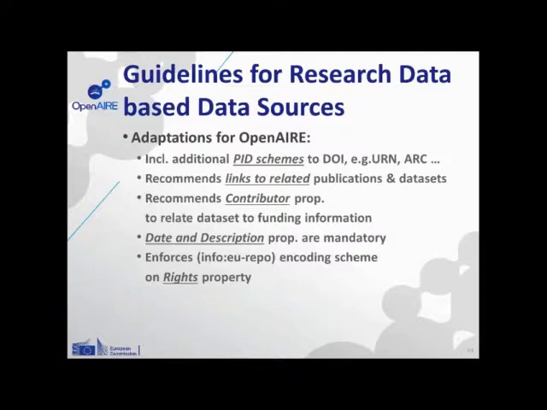However, some adaptations for OpenAIRE were necessary, and they were also agreed with the metadata group of DataCite. So we are allowed to include additional persistent identifier schemes in addition to DOI, for instance, for URN, IRC, and other kinds of PIDs. We strongly recommend links to related publications and datasets. We recommend, whenever applicable, to provide a value in the contributor property about funding information. Compared to the standard DataCite metadata, data and description are mandatory in OpenAIRE, and we use the encoding scheme for access rights from info:eu-repo for the rights property.